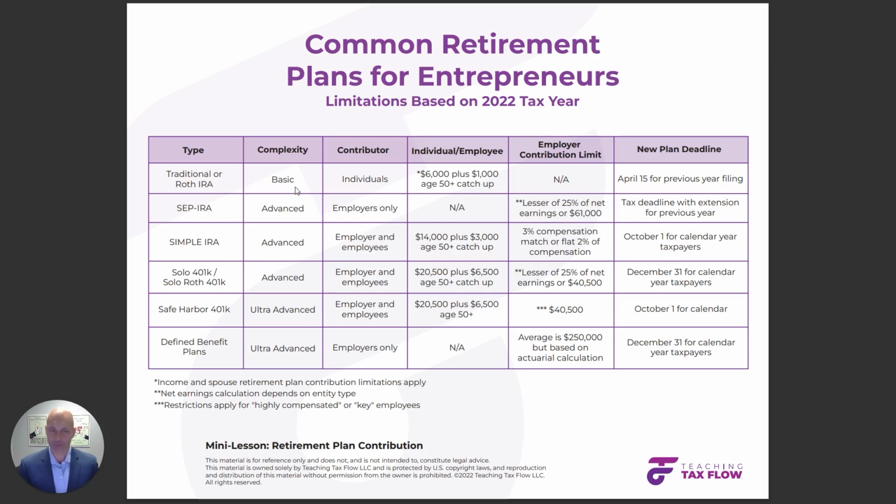That's your basic complexity. The Roth works differently. The Roth is where you put money away. You don't get a tax deduction today, but the money grows tax deferred and actually tax free when you take it out if you have a qualified distribution.